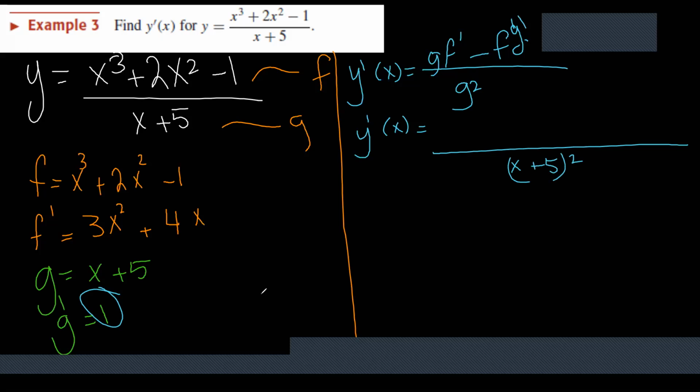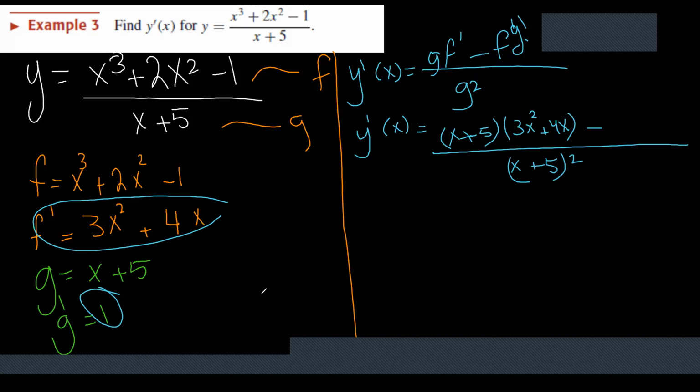Now, where is g? It is x plus 5. I wrote it down, so I have to start with it up. Times, where's f prime? It's 3x squared plus 4x, which is this one. Minus now f, which is x cubed plus 2x minus 1.